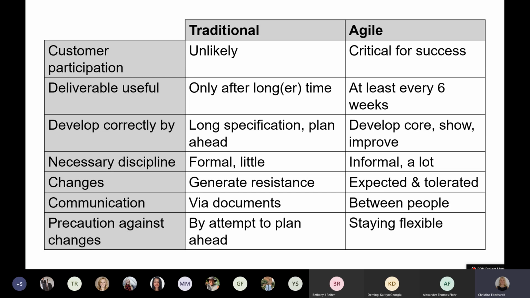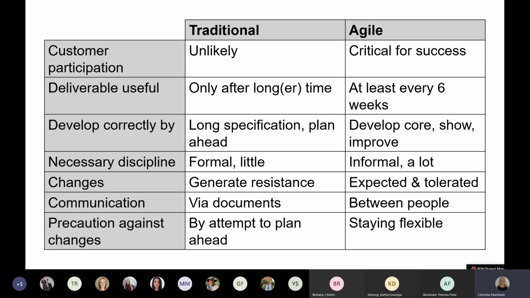In general, we develop the core incrementally, show it. If it's good, it's amazing. We go on to the next one. If not, we improve what we've done so far. The problem with the agile process is that it needs a lot of discipline, and it's very informal. So everyone on the team has to actually pay attention that they actively help the team, that they don't get distracted, they are not idle, but actually work and are productive. In that case, changes are definitely expected, they're tolerated, and it's not a problem at all.